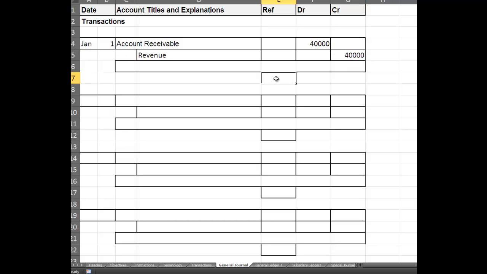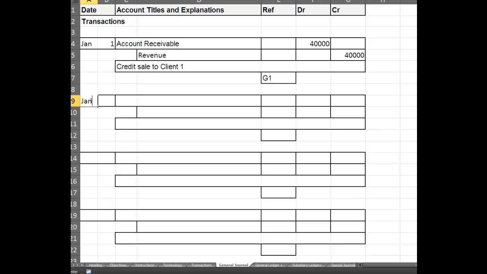Let's call this item G1, and we record here credit sale to client 1. I've left the posting reference column blank for the moment.